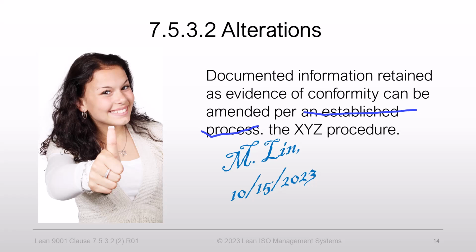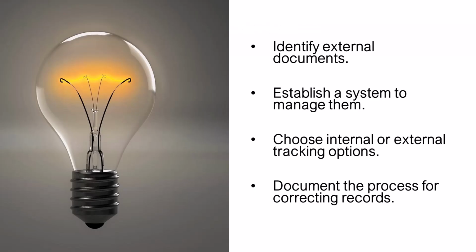Simple. Let's summarize our discussion today. Identify external documents. Establish a system to manage them. Choose internal or external tracking options. Document the process for correcting records. This is all for today, folks.